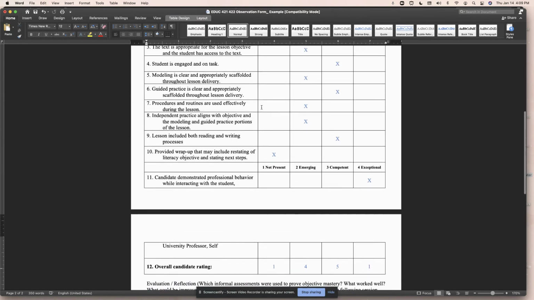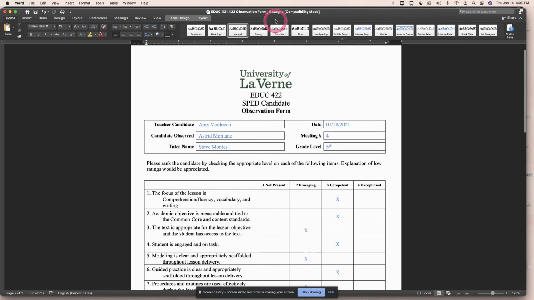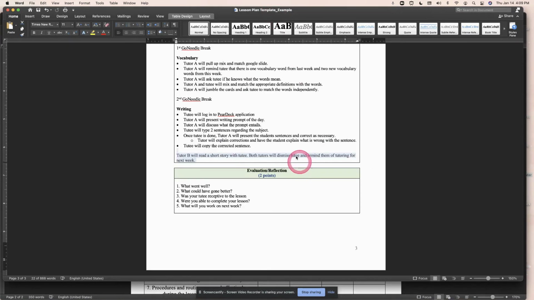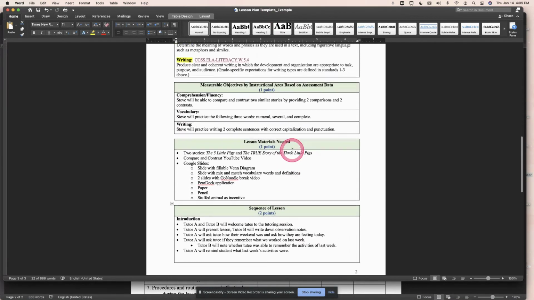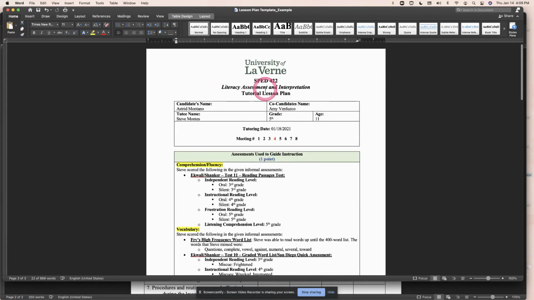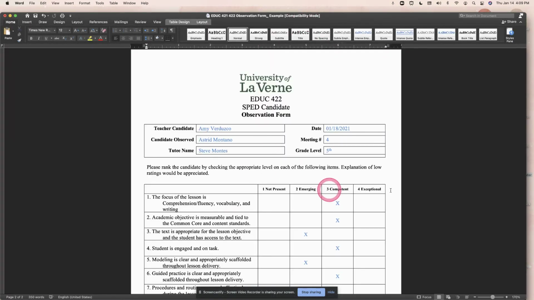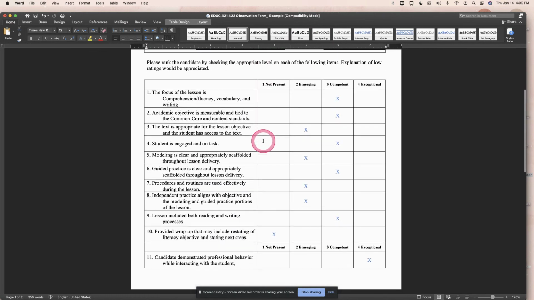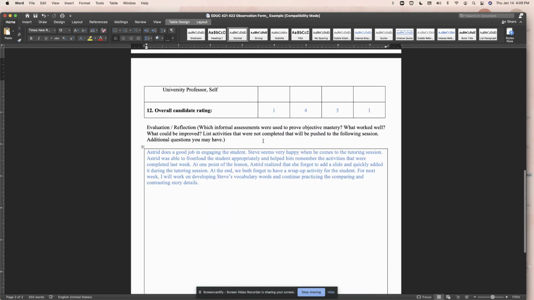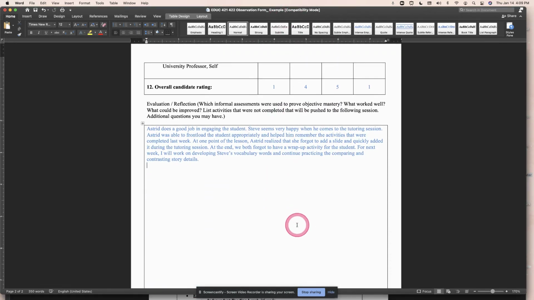Okay, so this is a very rough overview of how you're supposed to fill these out. I hope it does help. I will be adding this lesson plan and this observation form examples on Blackboard. Please make sure to go look for them. And if you have any questions, definitely reach out. Have a great weekend, and I can't wait for tutoring to start.